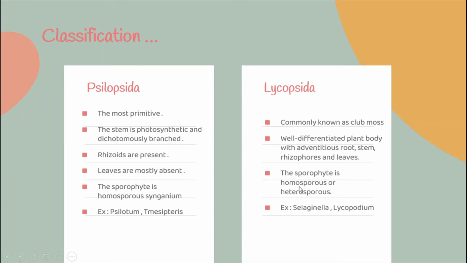Homosporous will produce the same kind of spores and size, while heterosporous will produce different types of spores and different sizes. So it might be homosporous or it might be heterosporous. For example, Selaginella and Lycopodium.